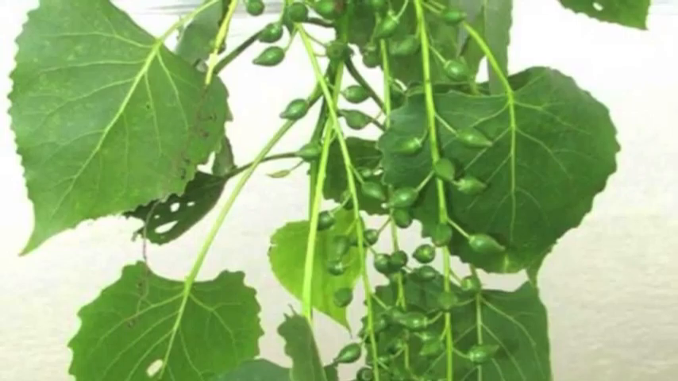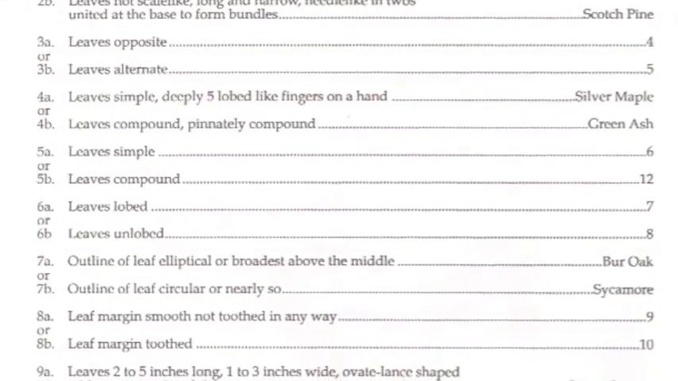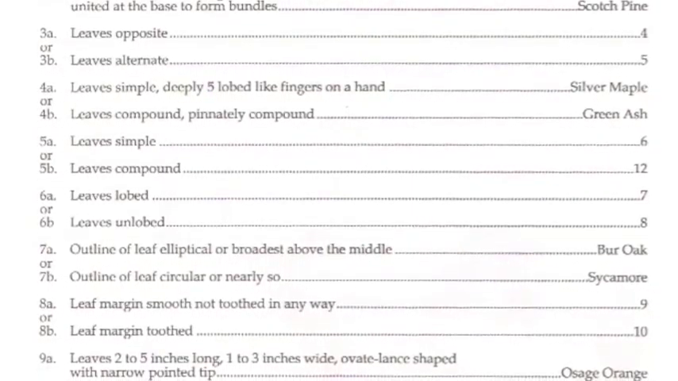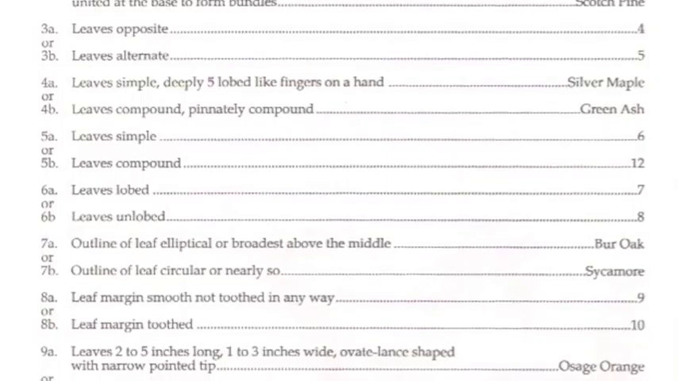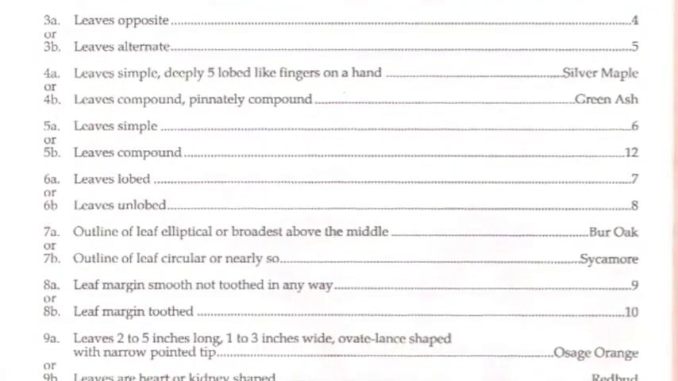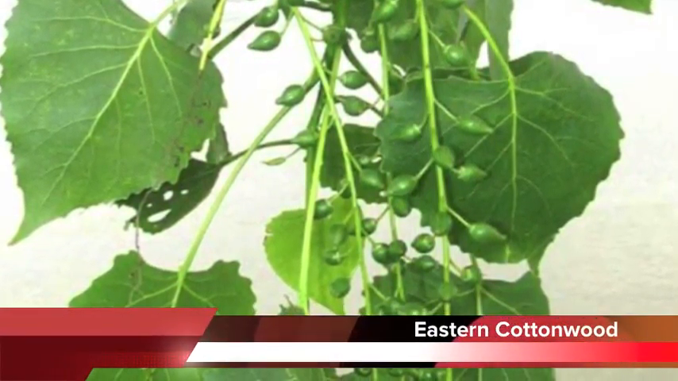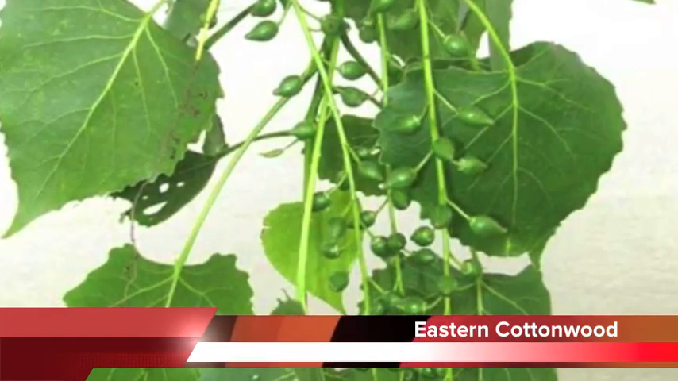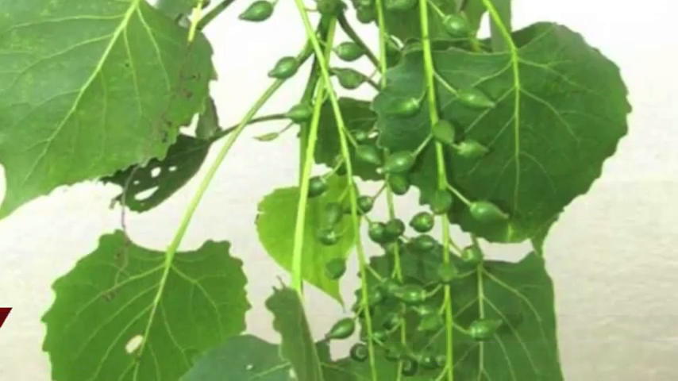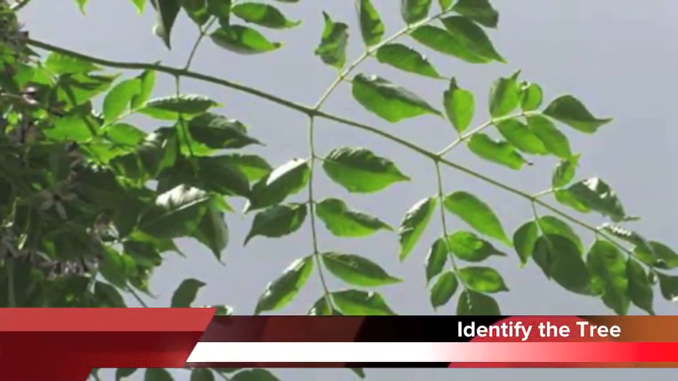The identifying characteristics of this tree is that its leaves are not needle-like. They have an alternate arrangement because they're staggered on the branch. They're simple because there's one leaf per stem. There's no lobes, but there are some rounded teeth on the leaf, and it's definitely nearly triangular in shape. This tree is a cottonwood. Use the same process to try to identify this tree.